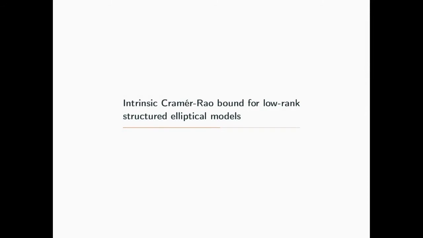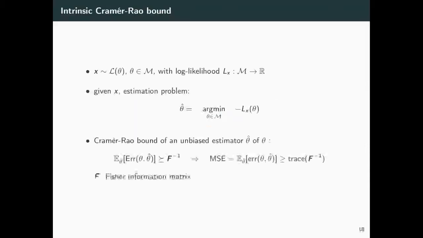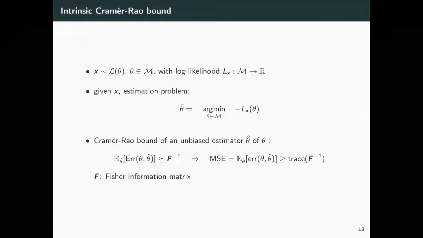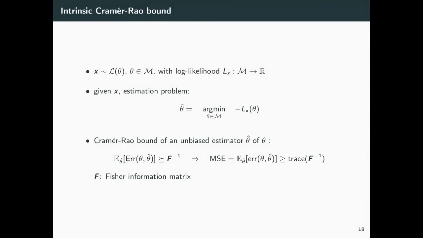I will now show you some results for performance bounds, so interesting Cramér-Rao bounds for low-rank structured elliptical models. First, when we have some data that have a law with some parameter theta, and a corresponding log likelihood function, the estimation problem is that given some data, we aim at minimizing the negative log likelihood function over theta.